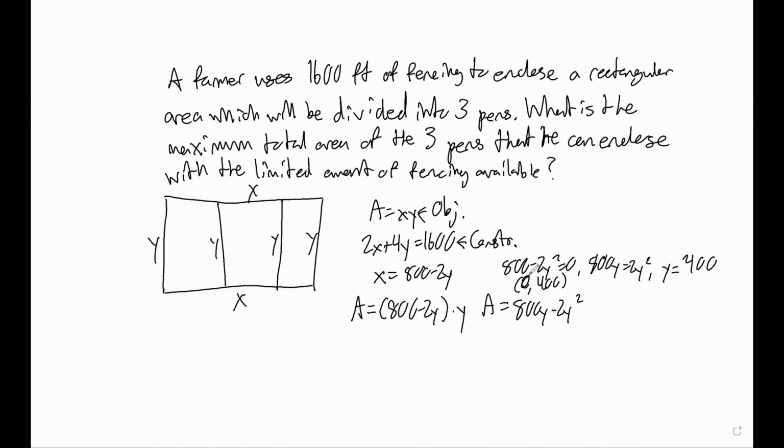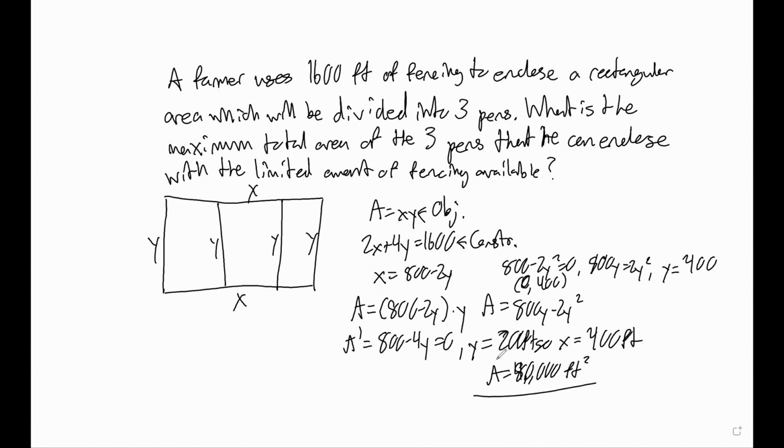So now that we have that, let's find the derivative. So A prime is, in short, 800 minus 4y. We set that equal to 0, and we find that y is equal to 200. So if we plug that back into our constraint, x is equal to 400. And then to find the product, we just multiply both of these, and we find that this is 80,000 feet squared. Always remember to put feet here, and always remember to use your units, and that is the answer, 80,000 feet squared.